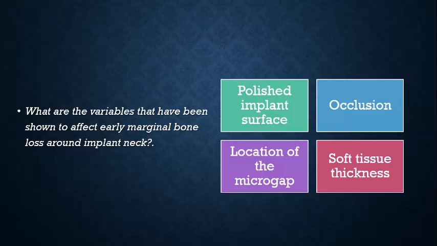And also we have the location of the microgap. As we know, there is a microgap that exists between the abutment and the implant neck, or the implant platform, sorry. This microgap harbors bacteria, and we know by the time also we can see some bone loss around the neck of the implant because of the pumping action of the microgap.